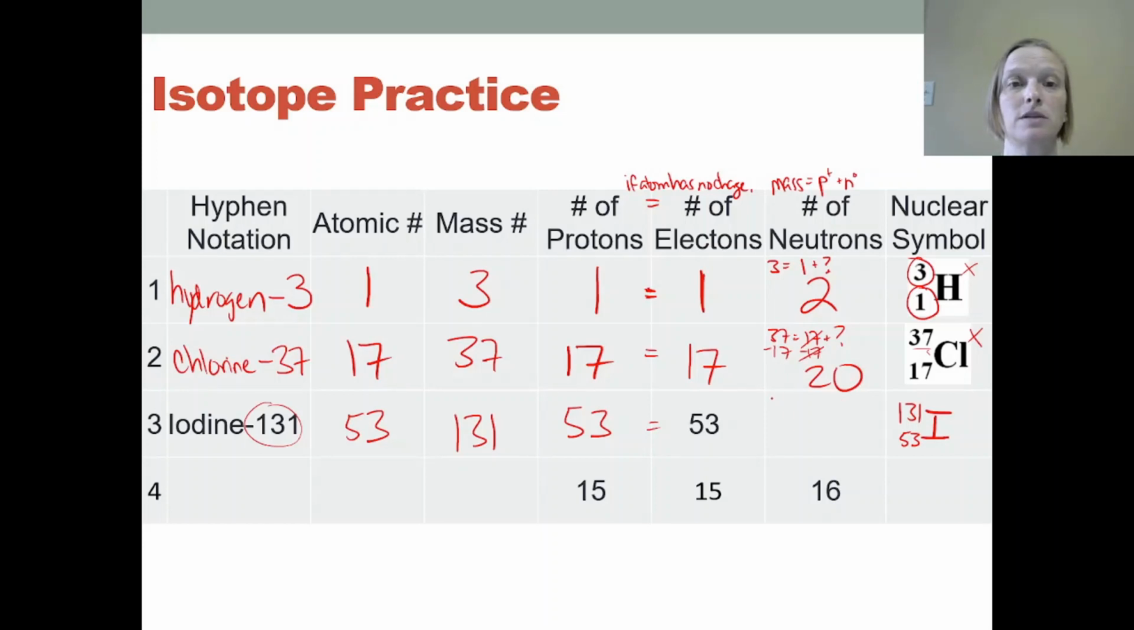Lastly, the number of neutrons. My mass equals the number of protons, which is 53, plus my mystery number. Maybe you don't want to do that in your head. Maybe you want to subtract 53 from both sides of the equation, and then you get that your mystery number equals 78. So 78 neutrons, because 78 plus 53 equals 131. One more time, pause the video, and then you can check your answers with me.